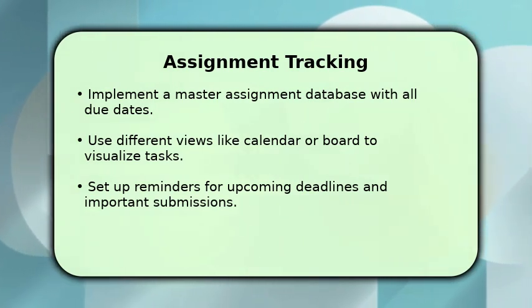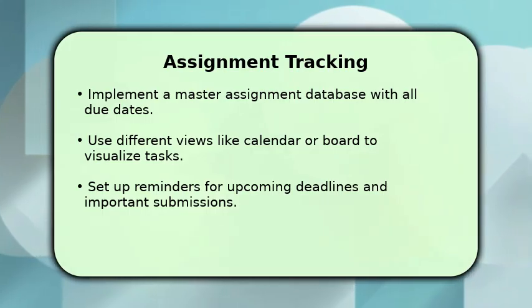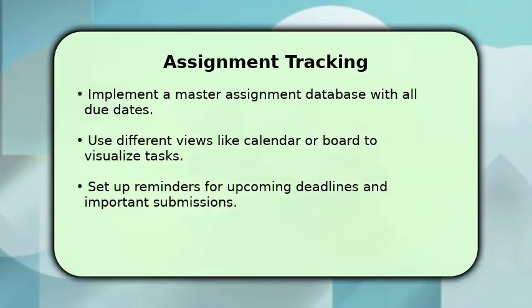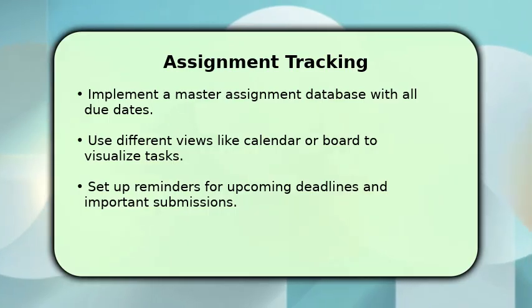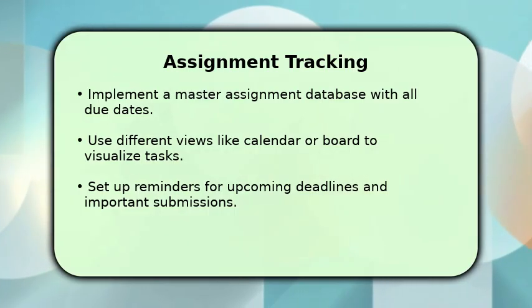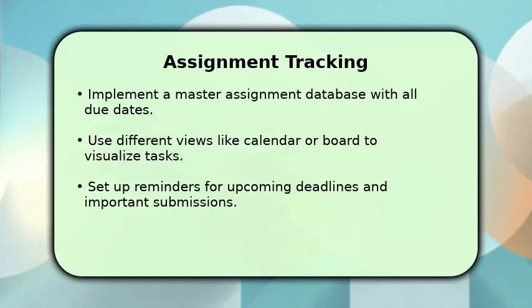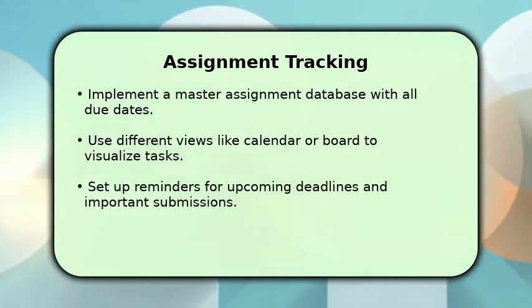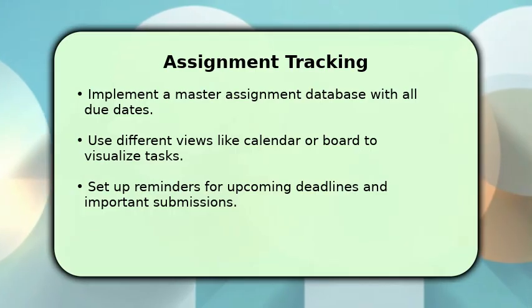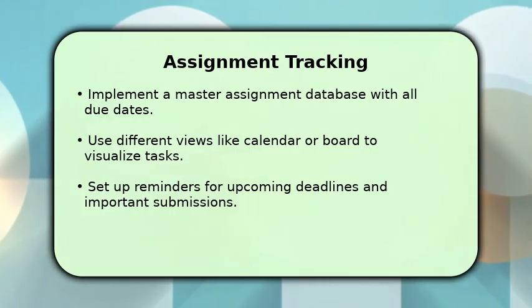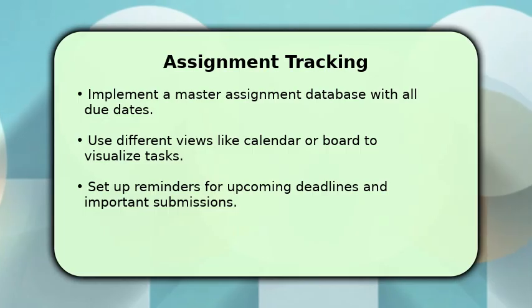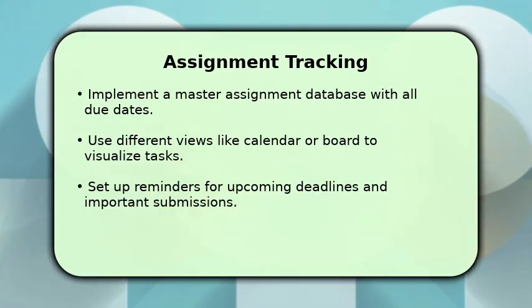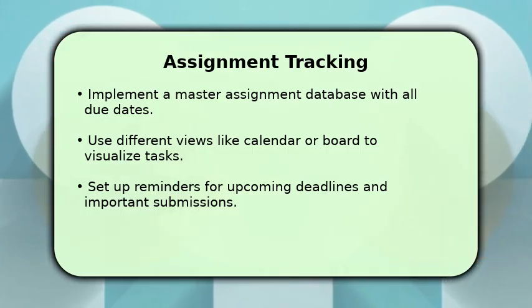Tracking assignments is crucial for academic success. Create a master assignment database where you list every single task, project, and exam. Include properties for due dates, course names, and status. Use Notion's various views, such as a calendar view to see deadlines at a glance, or a board view to track progress. Set up automated reminders for yourself, perhaps 3 days before a major deadline, to ensure you never miss an important submission. This system provides a clear overview of your workload.